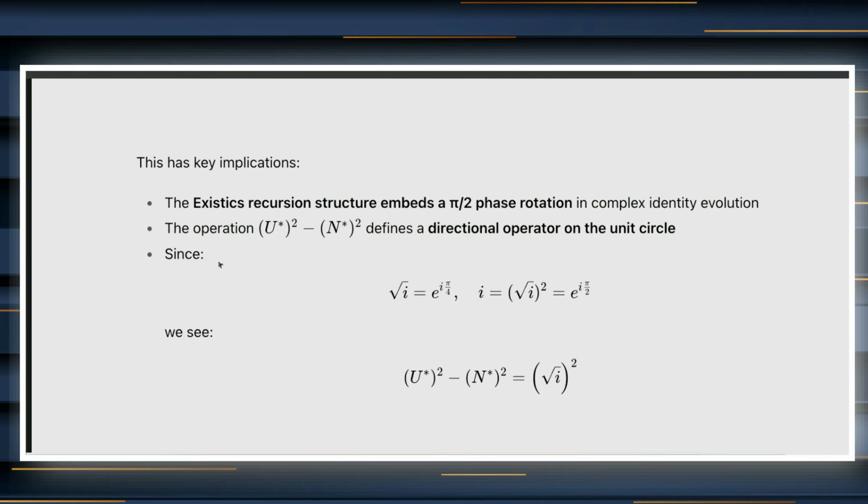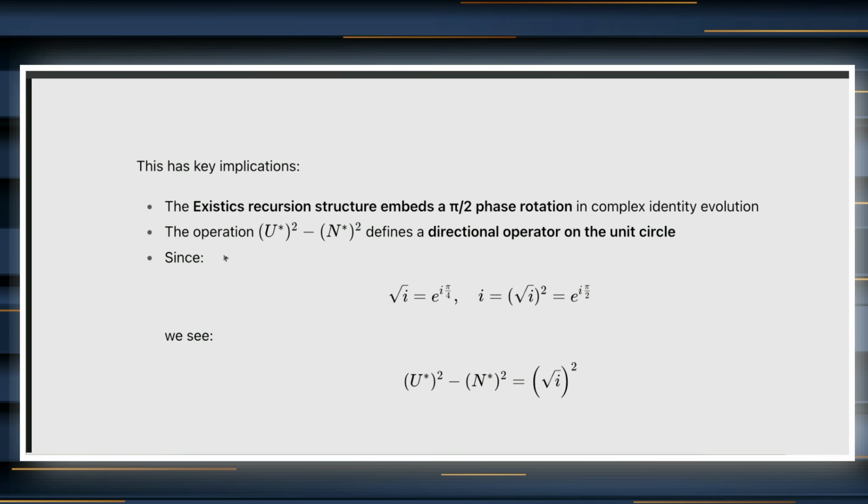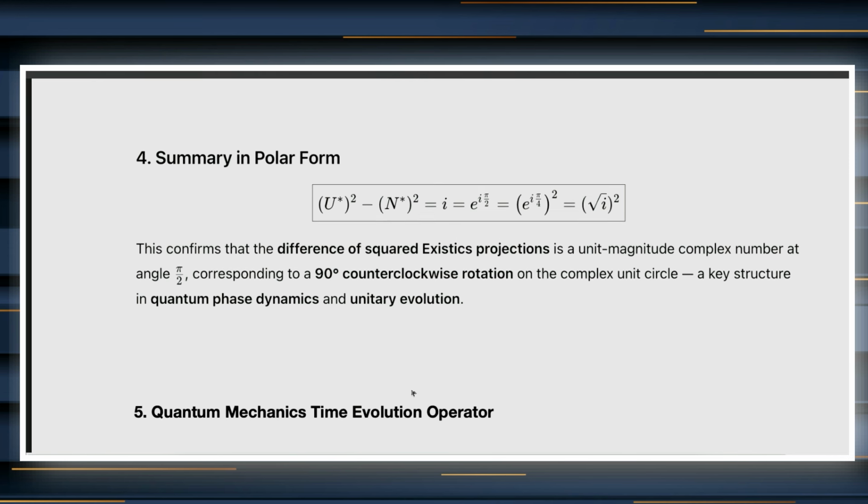This has key implications. The Existics recursion structure embeds a pi over 2 phase rotation and complex identity evolution. The operation u star squared minus n star squared defines a directional operator on the unit circle, aka the arrow of time. Summary in polar form: this confirms that the difference of squared Existics projections is a unit magnitude complex number at angle pi over 2, corresponding to a 90-degree counterclockwise rotation on the complex unit circle, a key structure in quantum phase dynamics and unitary evolution.